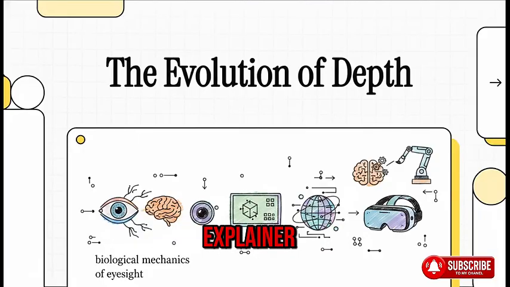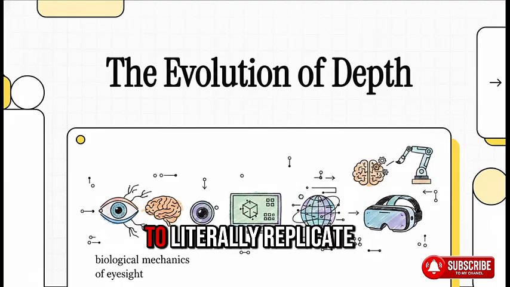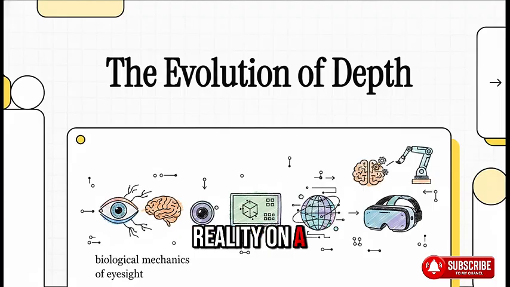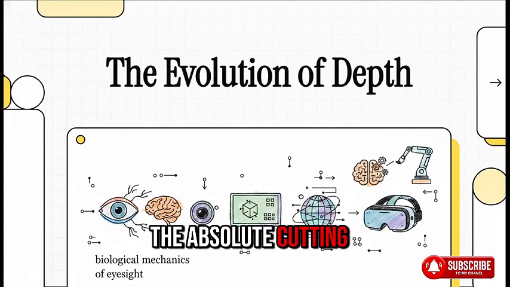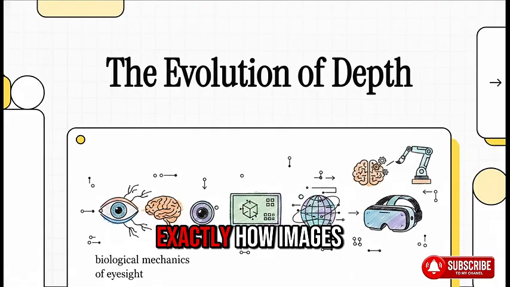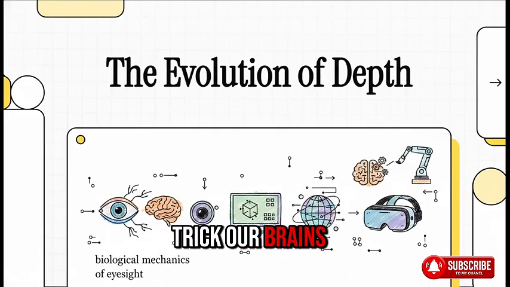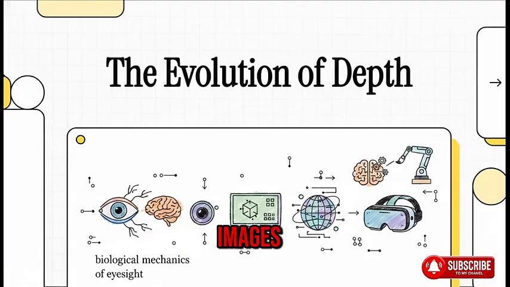Welcome to another Explainer. I am incredibly excited to dive into things with you today because we are tracing humanity's epic quest to literally replicate reality on a screen. We're going to journey all the way from the biological mechanics of your very own eyesight right up to the absolute cutting edge of artificial intelligence and virtual reality. We're going to unpack exactly how images are built to trick our brains and how massive new tools are completely changing the game for who gets to build those images.